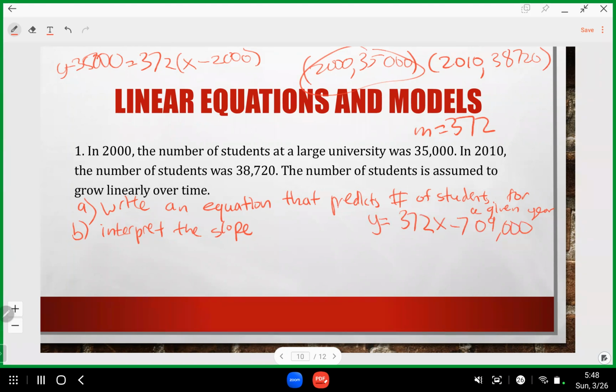So you might question, why is it minus such a large number? Well, we have to look at how we even got the equation. So what is x? It's the year, right? In the year 2000, we have 35,000 students. However, in the year 2010, we get 38,720. What about in the year 0? Of course, this university was not there at year 0, but that just shows the initial value: negative 709,000 people in this university at year 0.